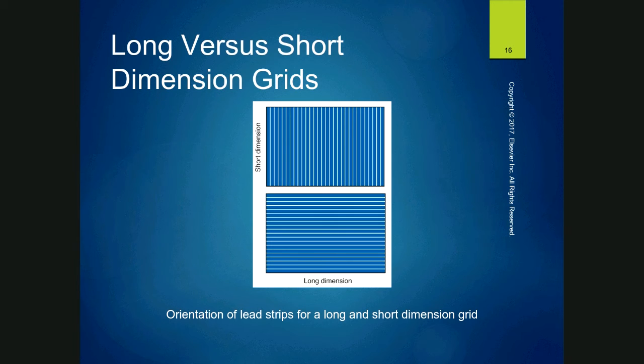So that's how I remember it. Short dimension means that the lead strips are shorter in length. Long dimension means the opposite. Long dimension means that they are running with the long axis of the grid. So in this example, your lead strips in the long dimension grid would be 17 inches long, roughly.